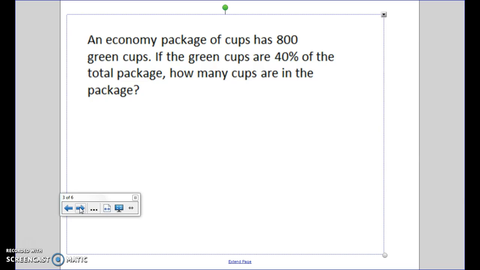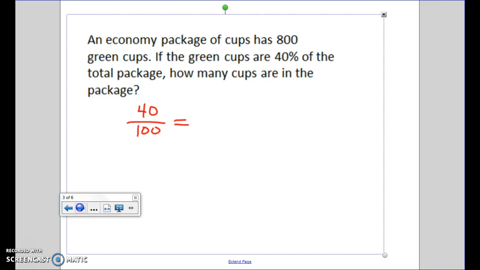This problem says that the economy package of cups has 800 green cups. If the green cups are 40% of the total package, how many cups are in the package? Well, we can solve this again 2 ways. Let's go ahead and set up a proportion first, and we'll go with that method first. I know that when I compare the percent, that's per 100. So I know that 40 per 100 represents the number of green cups to the total number of cups altogether.